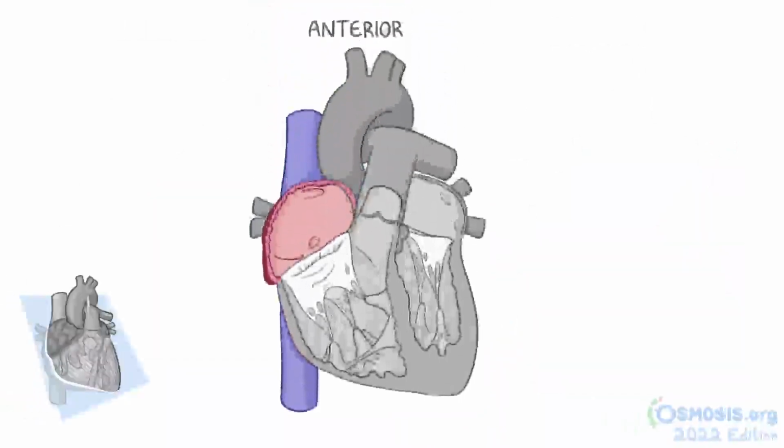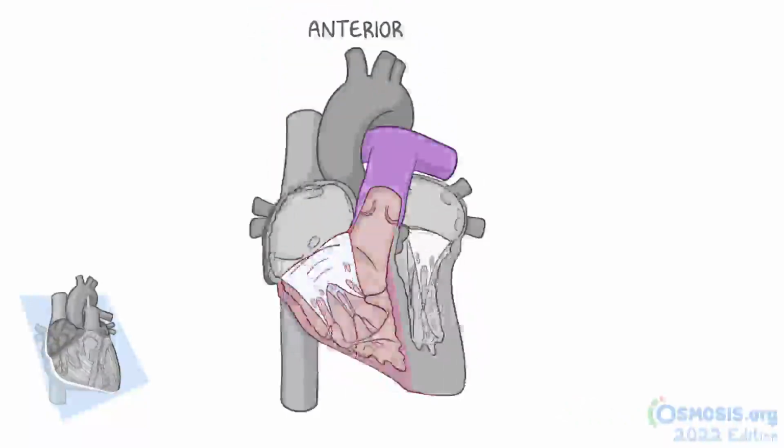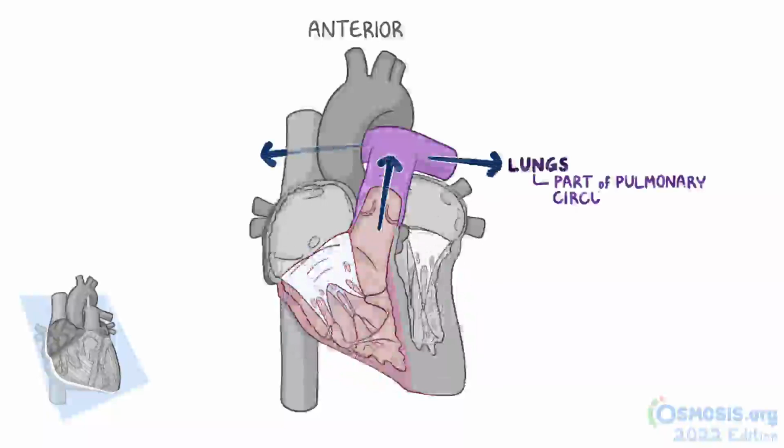Okay, now, poorly oxygenated blood from our bodies and other tissues enters the right atrium through the superior vena cava and inferior vena cava. From there, blood passes into the right ventricle, which pumps into the pulmonary trunk on a voyage towards the lungs and is considered part of the pulmonary circulation.